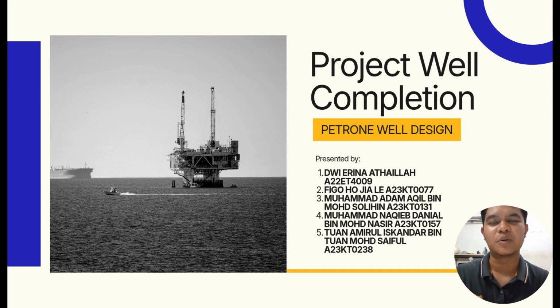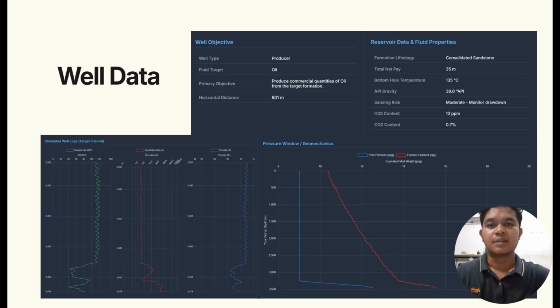We are from Group Patron and we are here to present our project, well completion. So the first part is well data. We obtain our well data from our lecturer. So these are the well objectives. The type of well is producer.